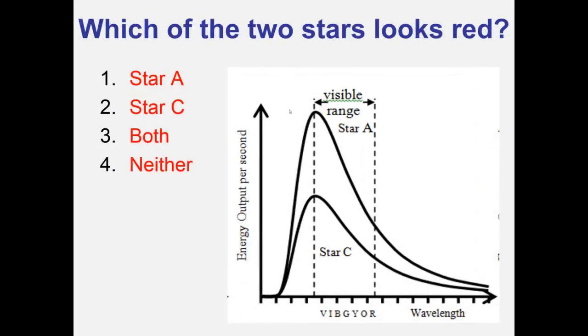Which of these two stars looks red? A, C, both, or neither? Look in the visible part of the spectrum. Both of them are putting out more blue. And again, the eye is not very sensitive to violet and indigo, so we tend to call the left side blue and we call the right side red. Okay, so both of them are putting out more blue than red. So which of them looks red? Neither. They're both blue stars.